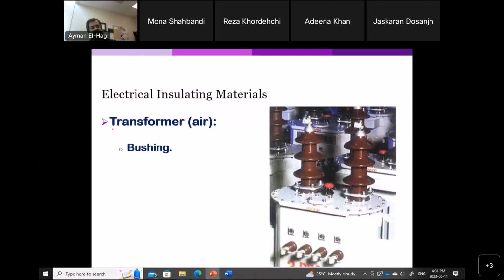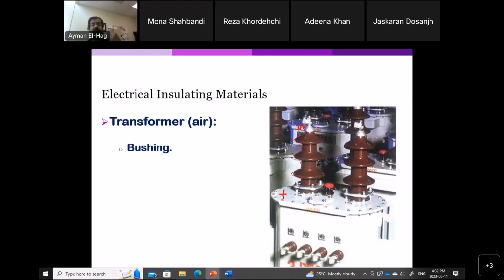Again, I will start with the transformer. Transformers have all different types of insulating materials, which can be categorized as three: gas, liquid, and solid. In a transformer, you will see all of them. So when we have a bushing in the transformer, this is high voltage here, and the tank is grounded. So you have to maintain a certain creepage distance between the high voltage and the tank. Otherwise, they will have a flashover.